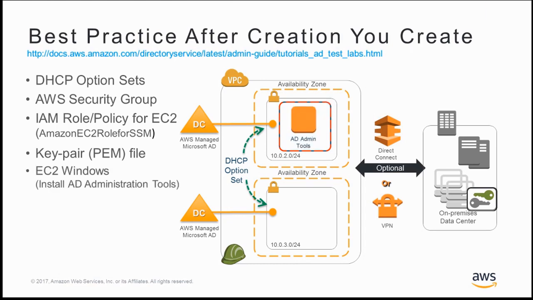Next, you create your EC2 Windows instance in the cloud, and that will use the DHCP option sets. And it can use what's called seamless domain join. That's what the IAM role is for: to allow you to seamlessly domain join the instance to AWS Microsoft AD.